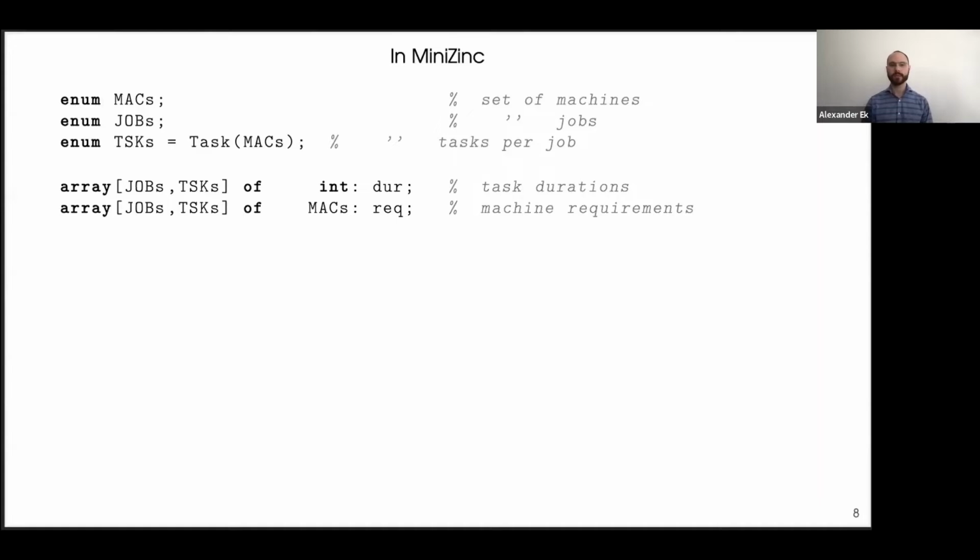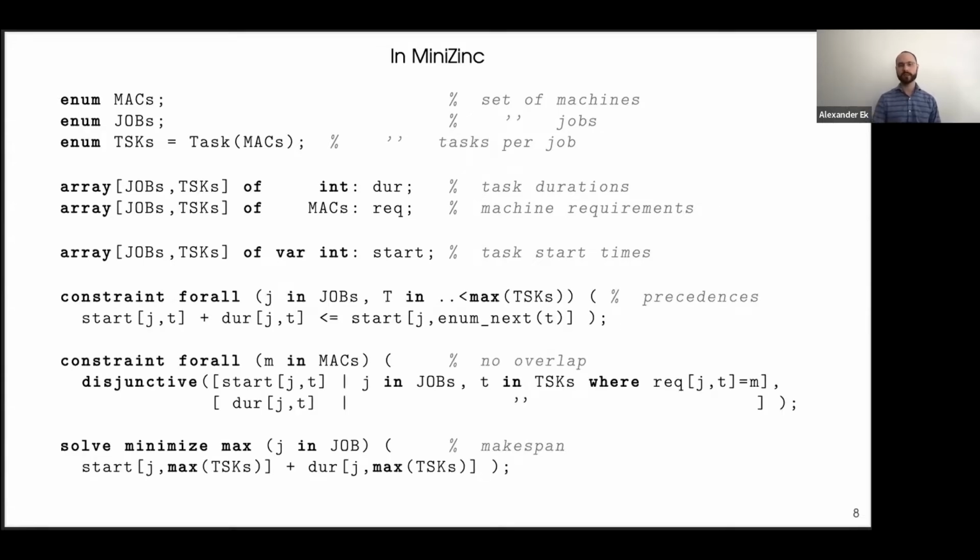We have some parameters here. Given the job and the task of that job, what's the task duration? What is the machine requirement? What machine does this task need to run on? And here we have our decision variable: what's the start time of all of the tasks? And then we have some constraints. I won't bore you with all the details here, but basically the first constraint says the precedence needs to be enforced. The second one says that there's no overlap. And the third one says just minimize the makespan.